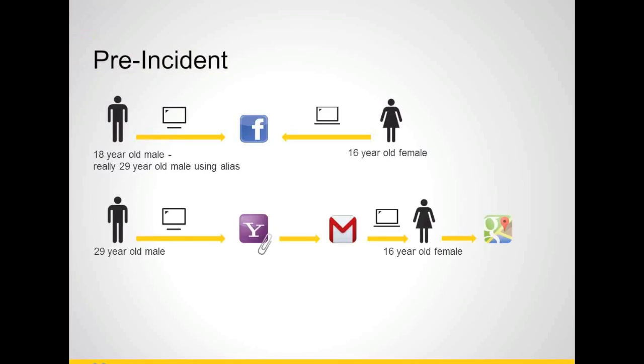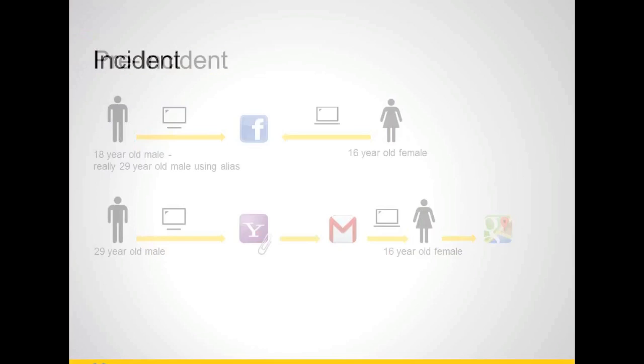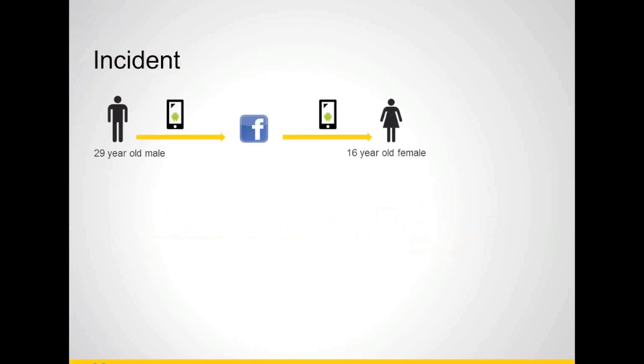Using Yahoo Webmail, an email is sent from the male to the female, who has a Gmail account, with a map of the meeting location attached. The female uses Google Maps on her computer to get directions to the meeting location and then leaves the house to meet the male. The male arrives at the meeting location and uses Facebook on his Android phone to message the female telling her, "I'm here."